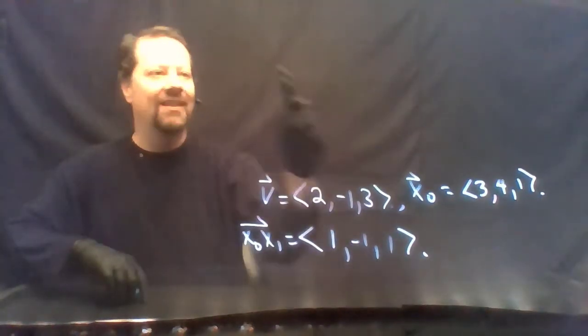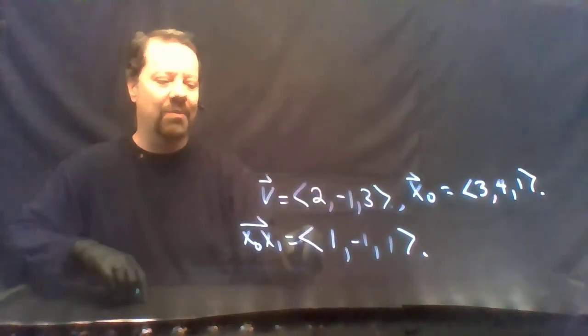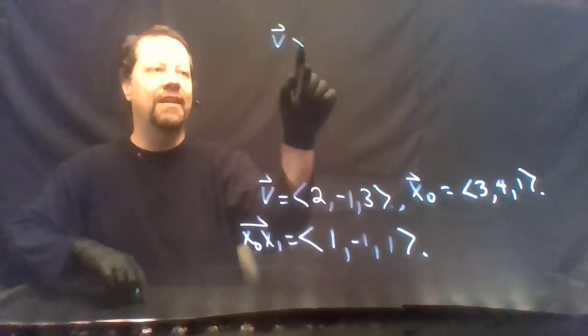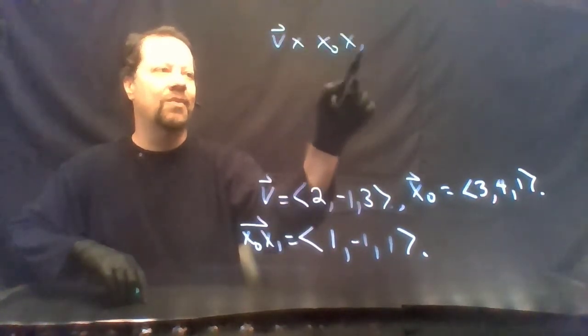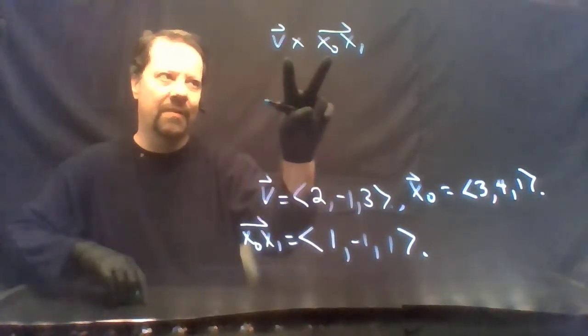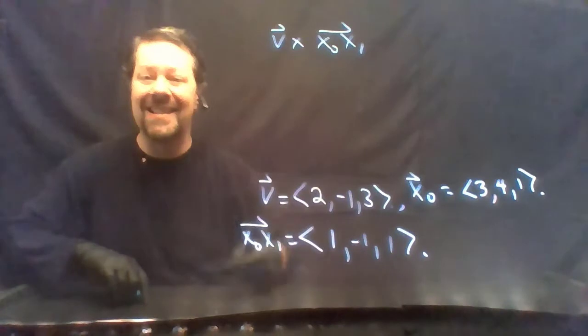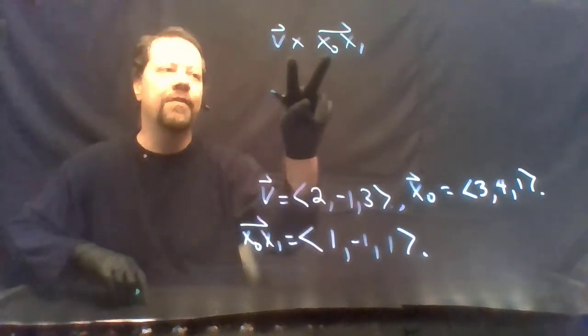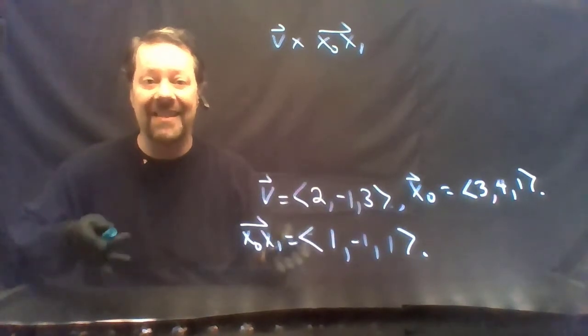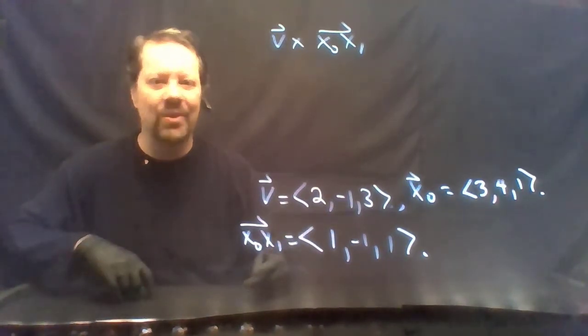From here, we need to calculate the cross product. Since they're stacked this way, we'll calculate v cross x0, x1. After all, the original formula had these in the reverse order, but it's inside of a norm. If you reverse the order of a cross product, you just generate a negative. But that negative inside of the norm will disappear, so it won't matter.